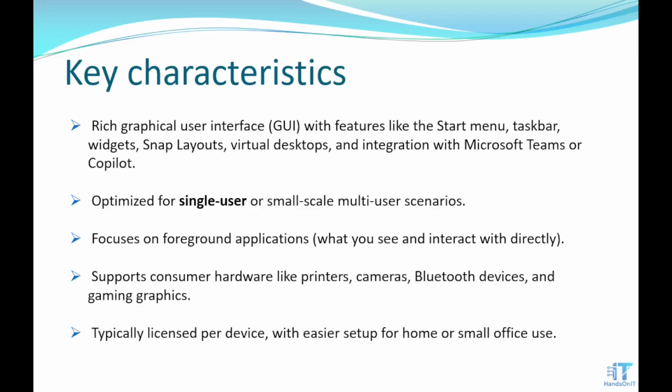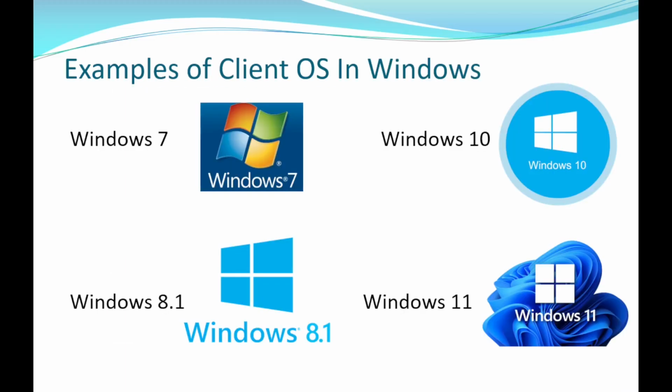Okay, it is mainly meant for client operating systems. Typically this is licensed per device, with easier setup, and for home and small office use cases only, we use a client operating system. So for your understanding, I have given these images. Windows 7 is a client operating system, Windows 10 is a client operating system, Windows 8.1, and Windows 11 is the latest client operating system.